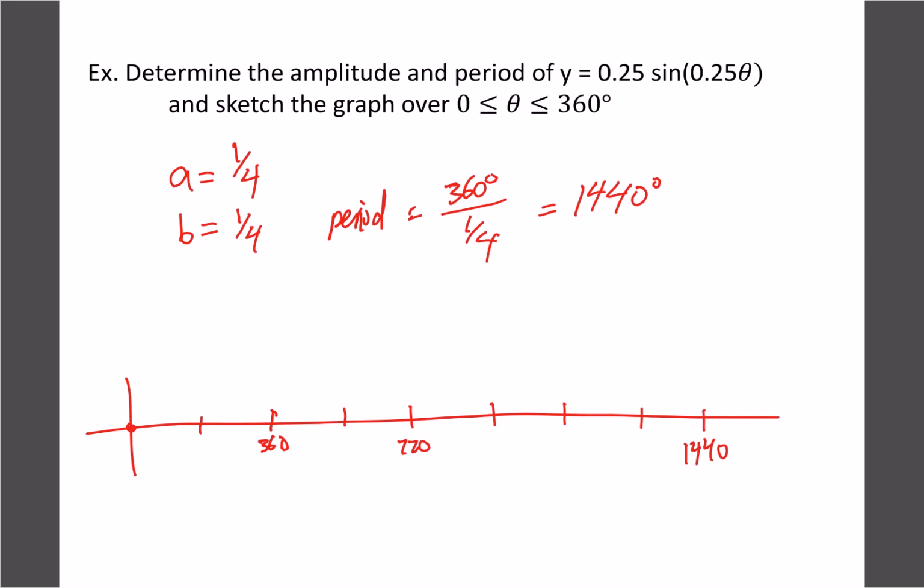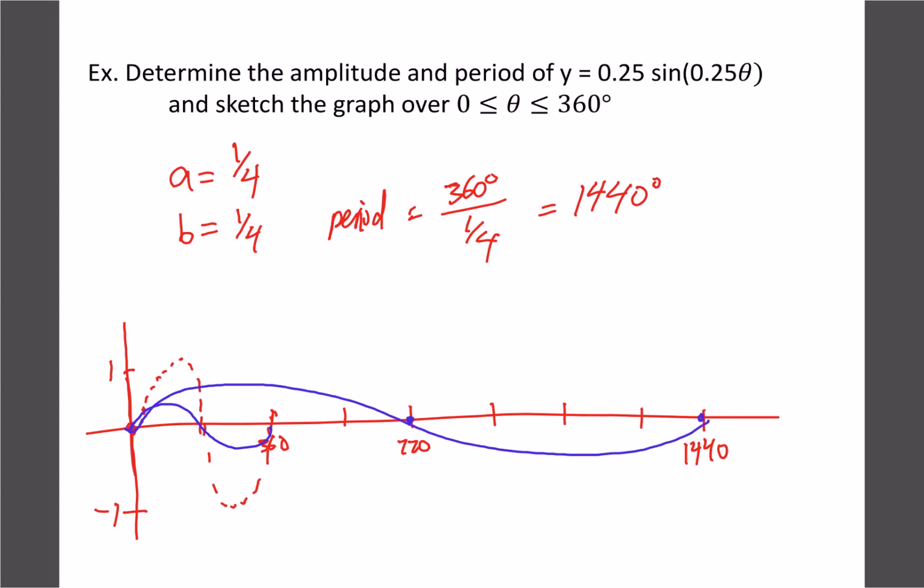Okay, so our regular graph would have a height of 1, and it would do 1 complete cycle in 360, so let's sketch that in again. Our regular goes from 0 to 360, from 1 to negative 1. So that means with our amplitude of a quarter, we're going to be going only a quarter as high, so it's going to be pretty low. But now we're also going 4 times wider. A B of 1 quarter means we went 4 times wider. So we're actually going to go halfway to 720, and then we're going to complete our cycle at 1440. So our graph would actually be pretty wide and low, something like that.